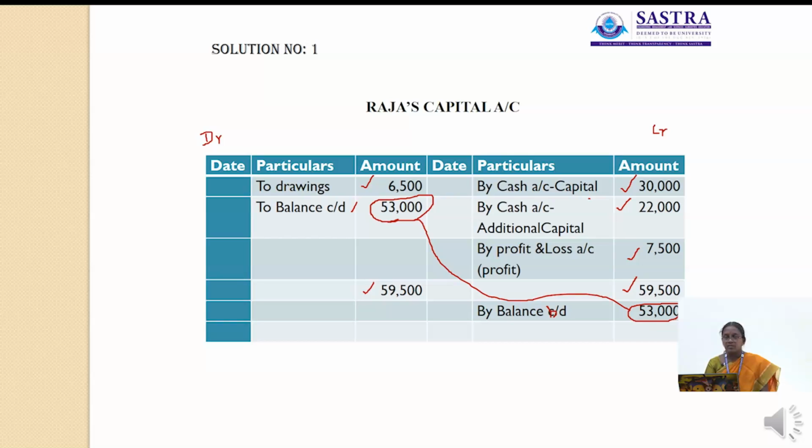Then profit during the period is 7,500. So the amount of capital will be increased. So by profit and loss account debit to Raja's capital account 7,500. Then drawings: Raja can withdraw an amount from the business for his personal use, 6,500. So to drawings 6,500, it reduces the amount of capital. So the difference is 53,000. That is the closing balance of the capital in hand. Then this amount was transferred to the next month by balance brought down rupees 53,000.